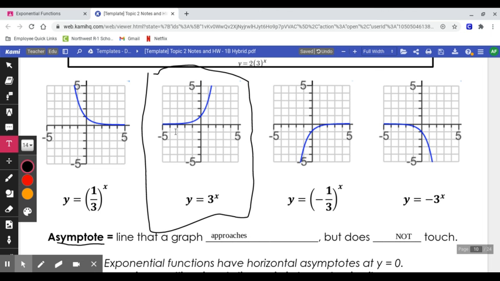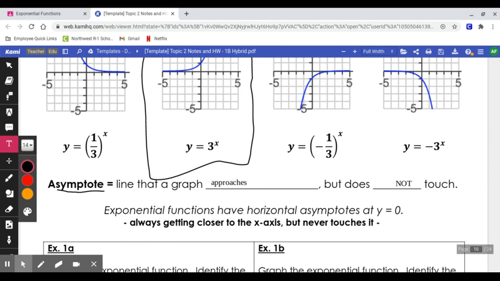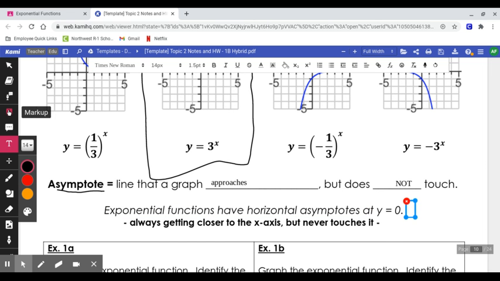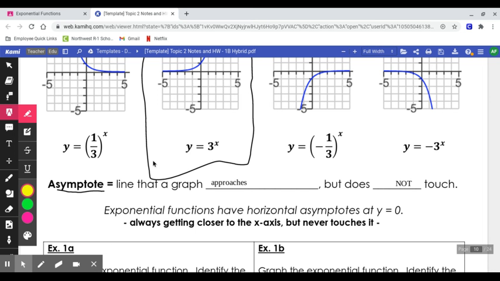I know it looks like it's touching it, but if we were to zoom in onto this graph, this blue line will get very, very close to the x-axis, but never touch it. So asymptote is an important word that we will be using. The cool thing about exponential functions is that they have a horizontal asymptote, and it's always at y equals 0. There will be times where I ask you, what's the asymptote? And if it's an exponential function, you will always say y equals 0. Every time I ask you for the asymptote of an exponential function, it will be y equals 0.